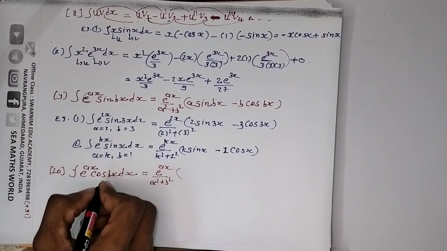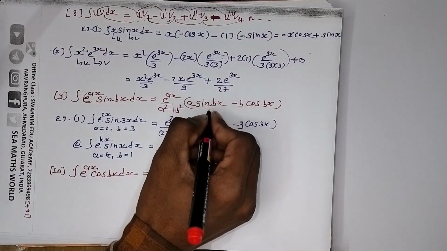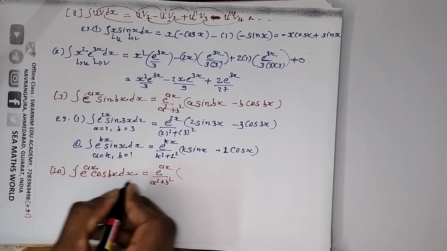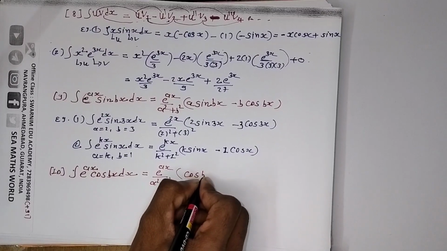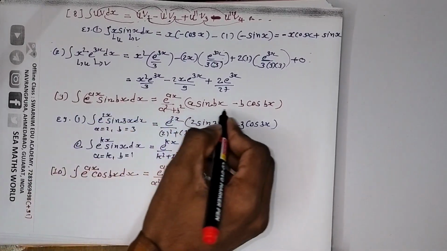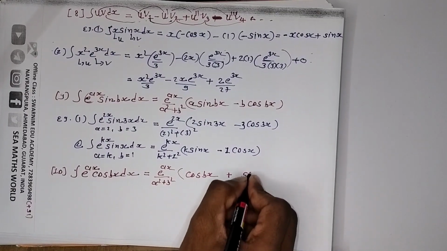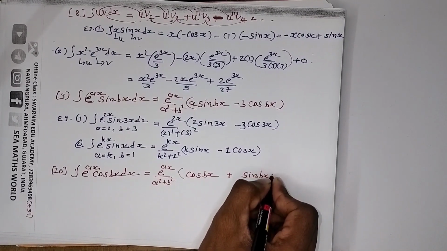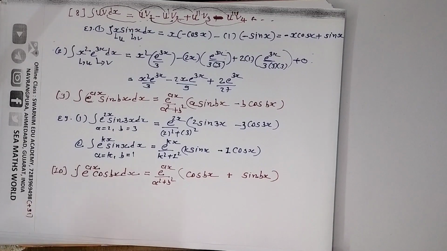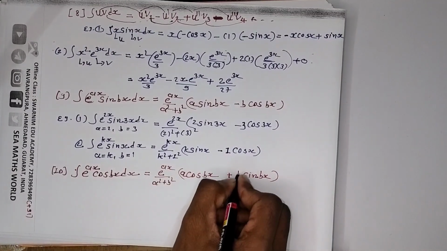Now here sine is given, so we have written the sine. Here it is cos, so we'll write cos bx. Sine integration is minus cos, but cos integration is plus sine. For remembering purposes, I am telling that: first put constant a here, then b here.